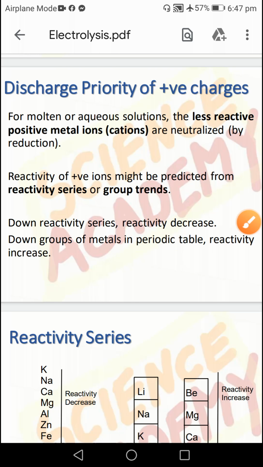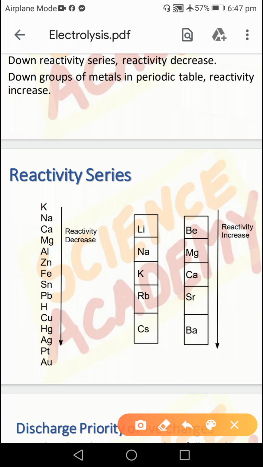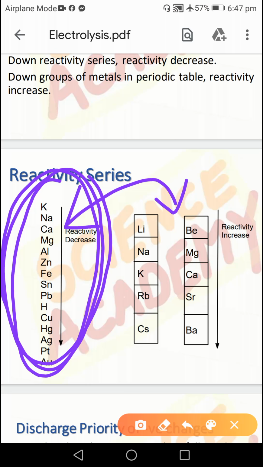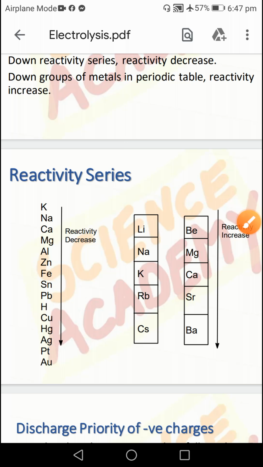Just remember that the reactivity series has nothing to do with the periodic table, so don't mix up these two. Just remember them individually or separately. That reactivity series is this, and this is the group trend.